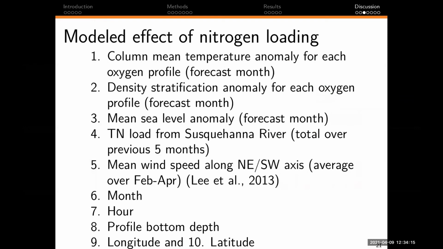And finally, the other point that I make in the paper is that going back to these different inputs that go into the model, these 10 different mechanistic drivers, the only one that we can really control is the nitrogen loading. We can't really affect the mean temperature. We can't affect the sea level. We can't affect the stratification unless we add things that mix the water column throughout the entire bay. So we really need to reduce the nitrogen loading in order to improve the water quality in the bay.